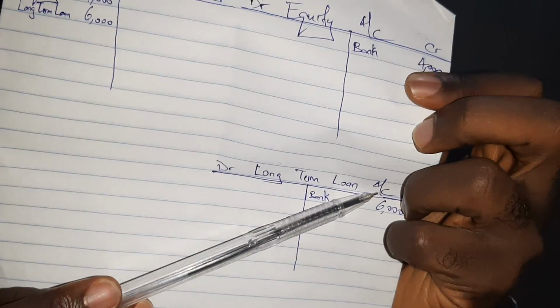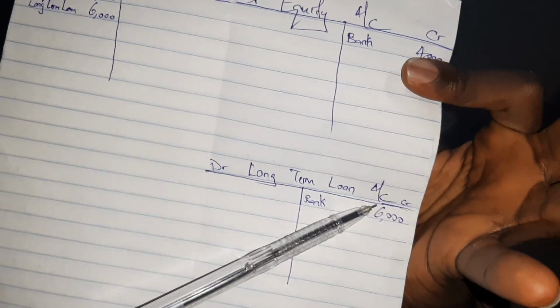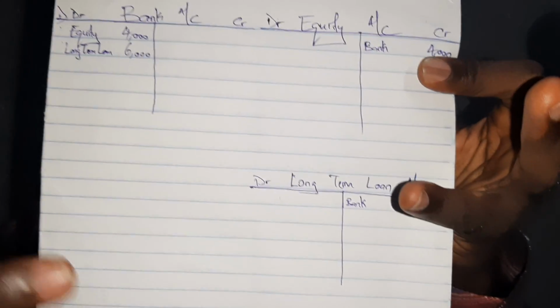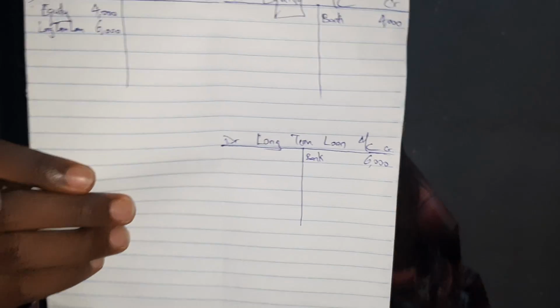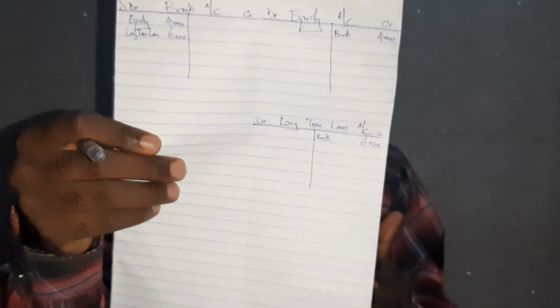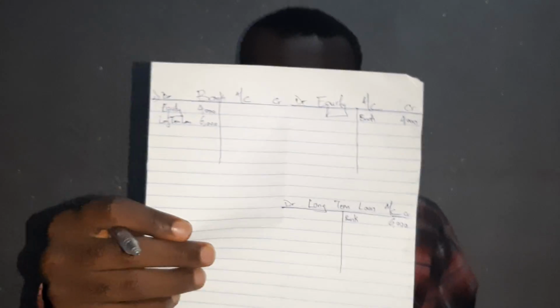So I'll credit my long-term loan with how much? With 6,000 naira. So you debit the receiver, you credit the giver. Debit asset and you credit liability. These are the principles you should always hold on to when it comes to the double entry principle. Now, moving on. Number 3.